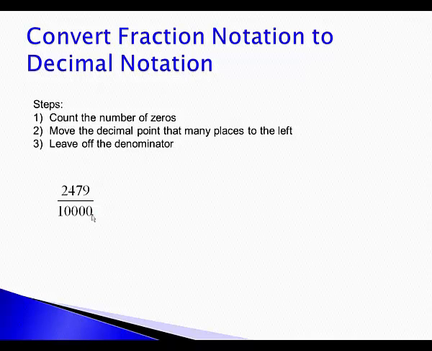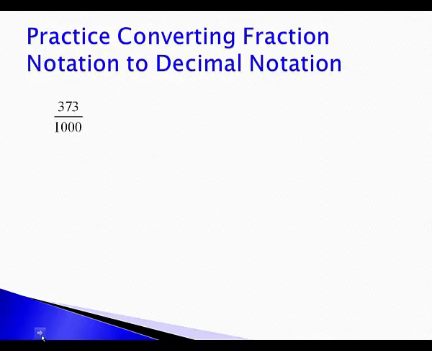So I'm counting here and I get 1, 2, 3, 4. It says move the decimal point that many places to the left. Let me remind you, the decimal point is understood to be at the end, so I'm going to move it 4 places to the left. 1, 2, 3, 4. When I do that, I get 0.2479 and leave off the denominator. So now I have converted this fraction to a decimal. 2,479 ten-thousandths.